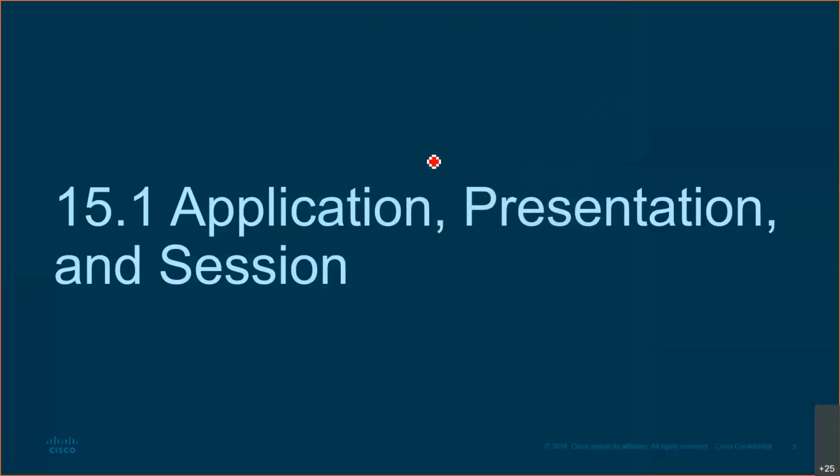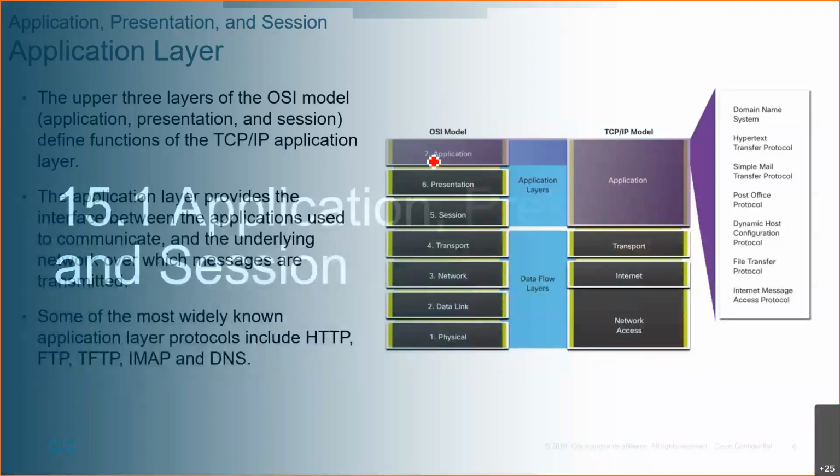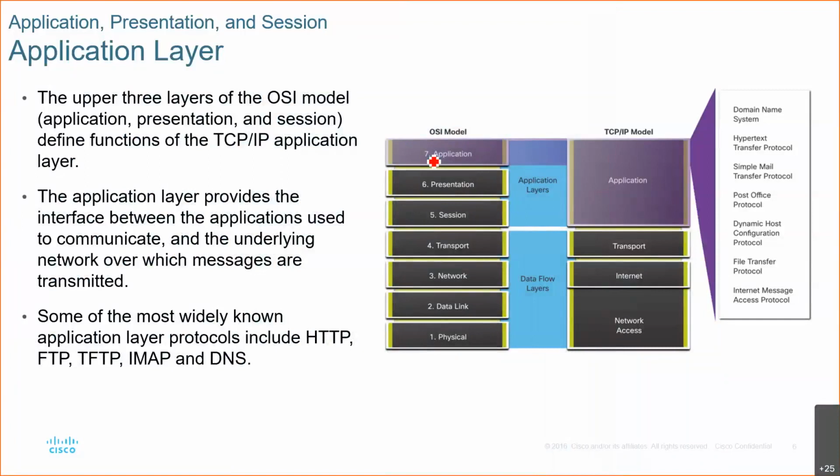So let's start with application layer, presentation layer, and session layer. If you look at our OSI model, you can see the top layers are session, presentation, and application. But if you compare it and map it to your TCP/IP model, you'll just see one application layer. Okay. So these application layer, presentation layer and session layer, typically the function is just application layer.